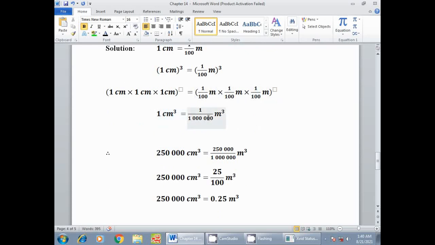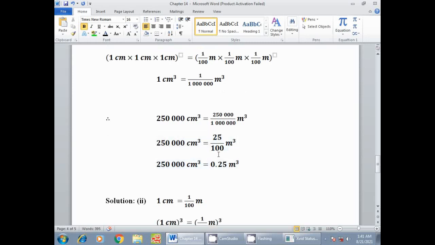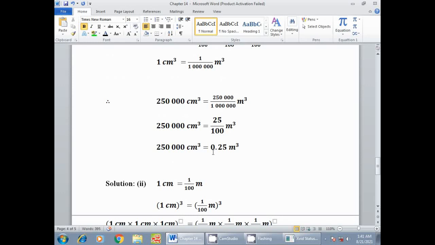If 1 cubic centimeter equals 1 divided by 1 million cubic meters, then 250,000 cubic centimeters equals 250,000 divided by 1 million cubic meters. After cancellation, we have the fraction 25 divided by 100 cubic meters. Now, if we divide this 25 by 100, then the quotient is 0.25 cubic meters. It means that 250,000 cubic centimeters equals 0.25 cubic meters.